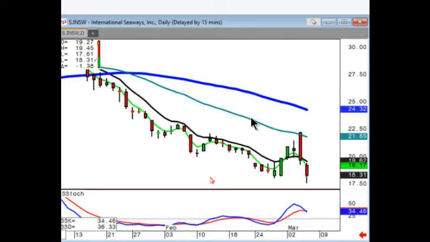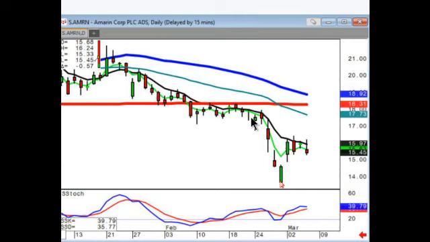And AMRN. There was your meeting line. What was it going to do? It was going to come up and test the T-line. What did it do when it got to the T-line? Pretty much failed. So you can start shorting this one on weakness. What was the one that was some?